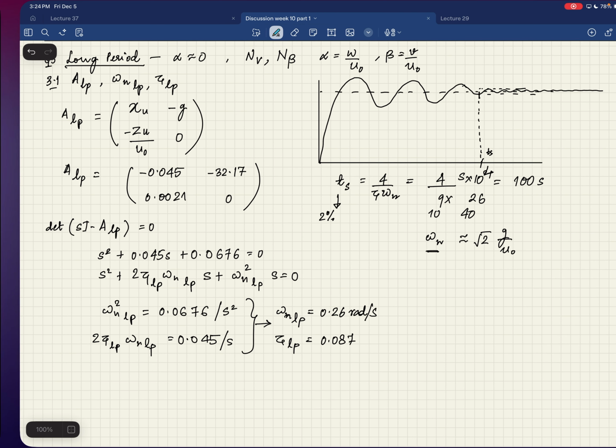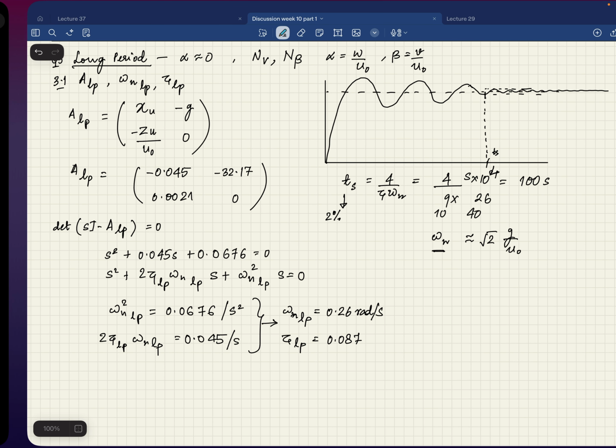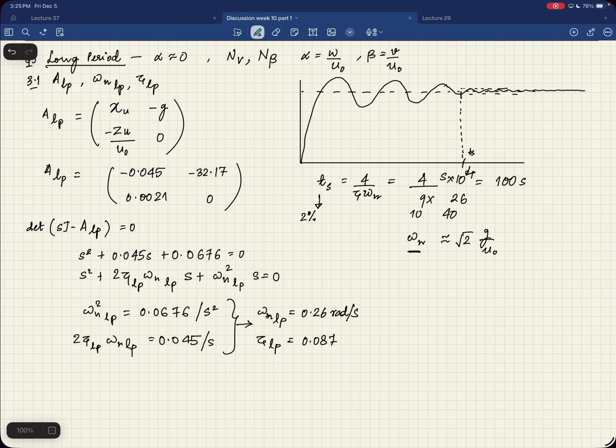Okay, so what's happening in the long period mode? If you could control the long period mode, how would you do it? You would control it by controlling the forward velocity. That's the only dominant part here. And to control the forward velocity, there is only one thing you can do. What can you do as a pilot, if I ask you to fly faster? Increase thrust.